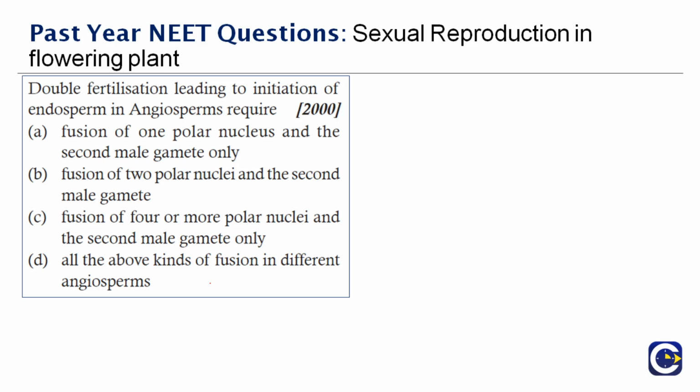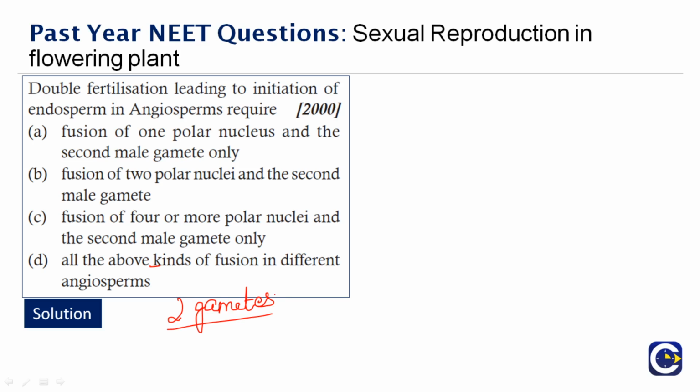Double fertilization leading to initiation of endosperm in angiosperms requires ____. Before we go into the solution, what do we mean by double fertilization? It is a complex fertilization mechanism of flowering plants, and this process involves the joining of the female gametophyte with two gametes. That is why it is called double fertilization. It is a fertilization characteristic of seed plants in which one sperm nucleus fuses with the egg nucleus to form an embryo, and another fuses with the polar nuclei to form endosperm.